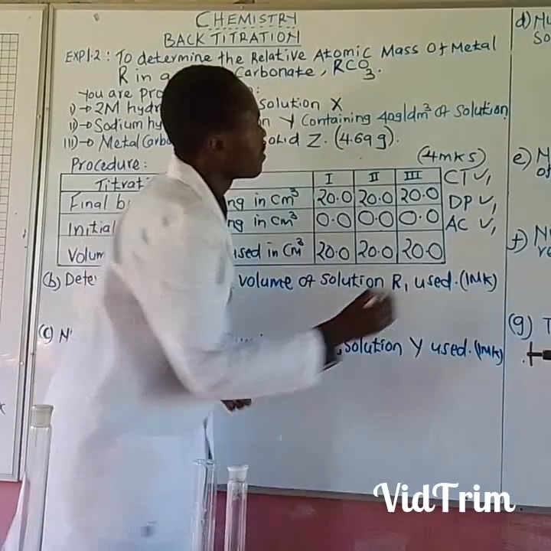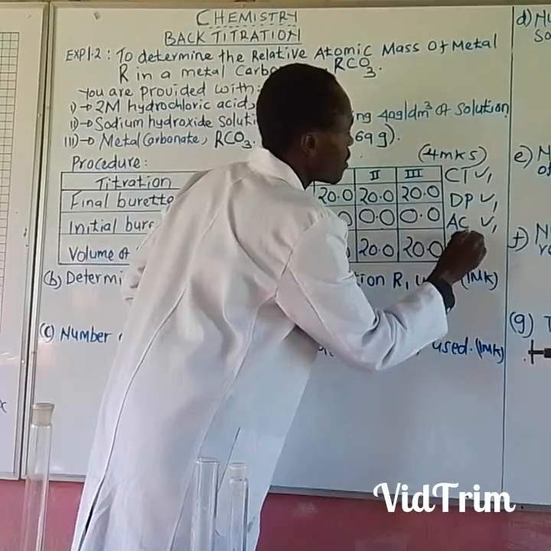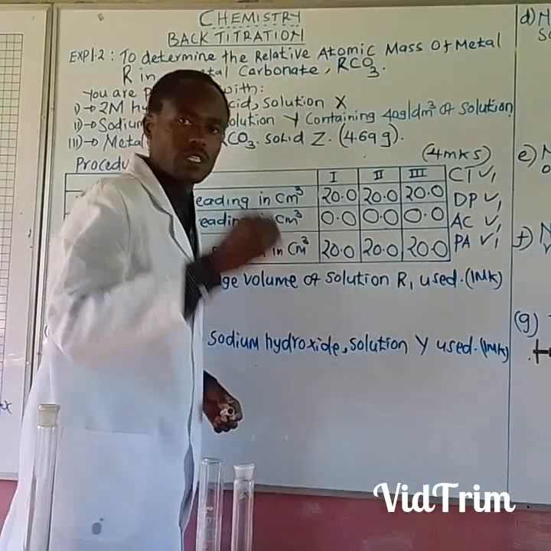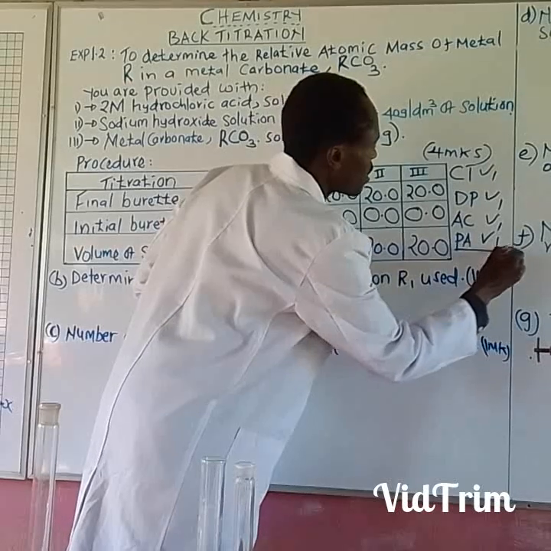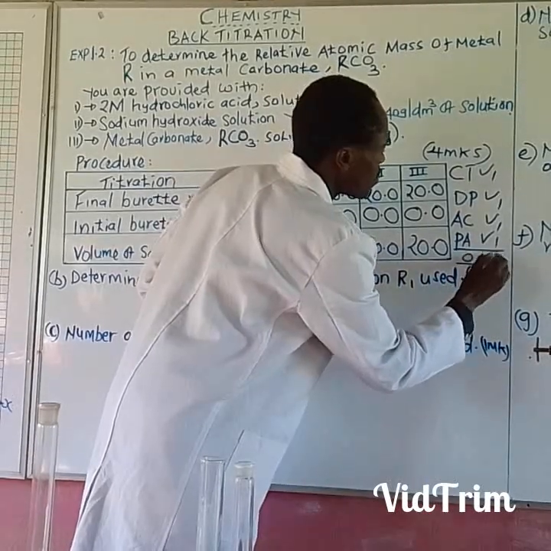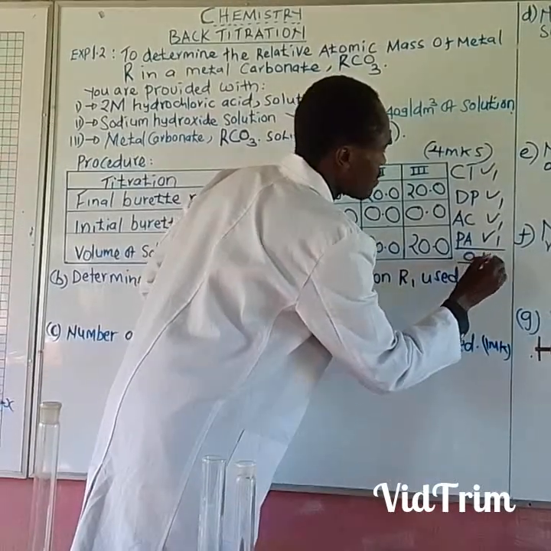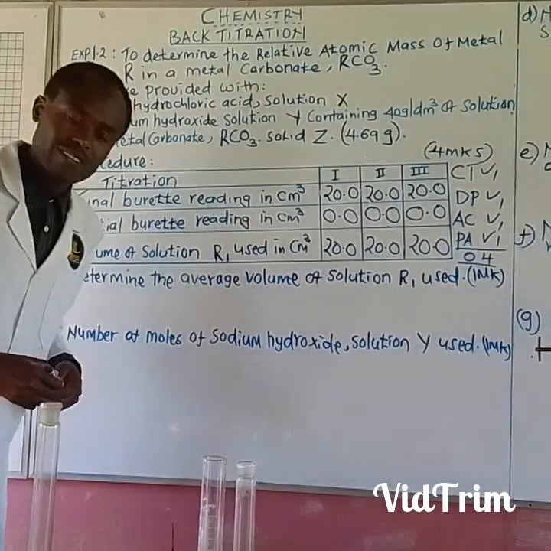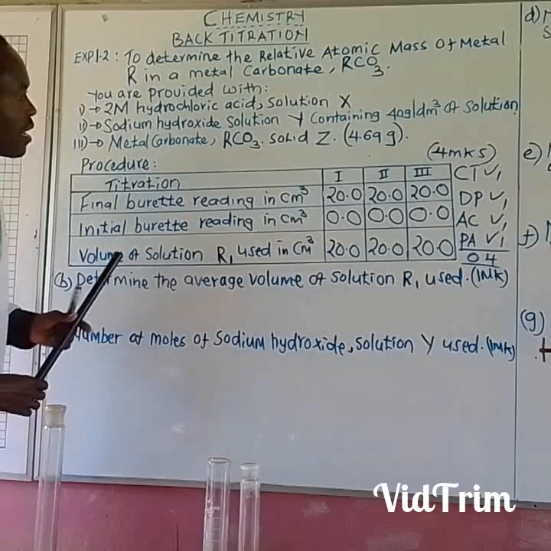Another one mark, then the principle of averaging, another mark. Is it okay? So in total, you will end up having 4 marks. Is it okay, my student?